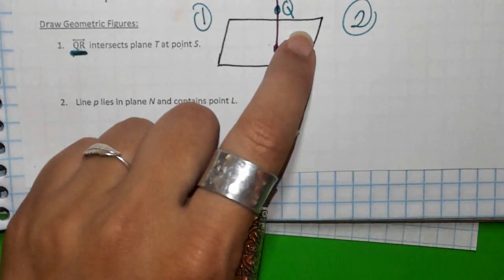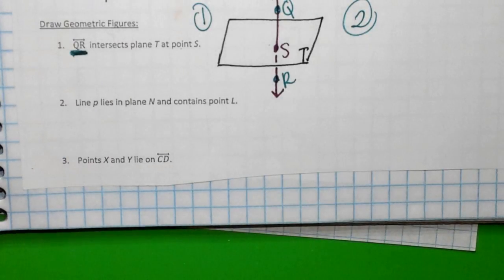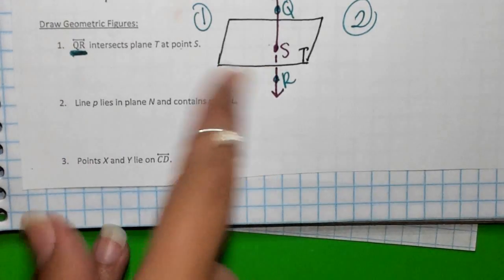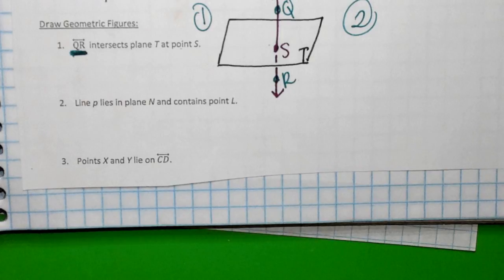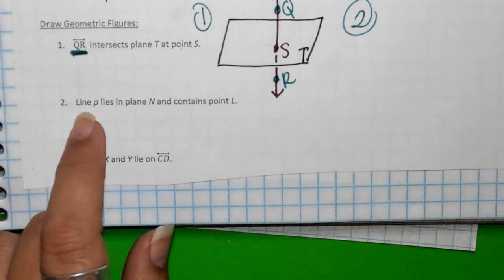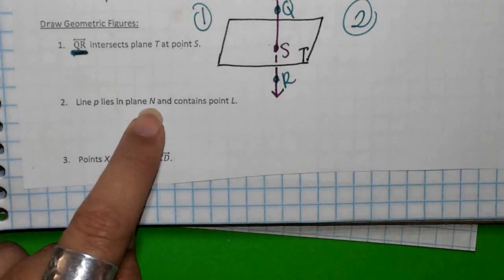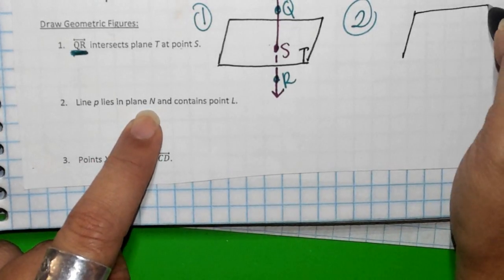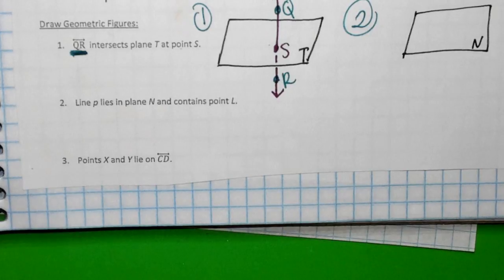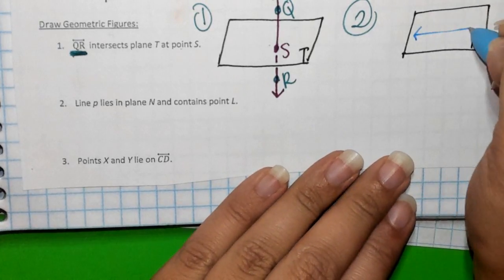Alright, this is number 1. Number 2. Any questions on number 1 before we go any further? Why did I make a dotted line right here? Because it goes through it, right? Alright, so number 2, line P lies in plane N, so I need another plane, and contains point L. So, is the line on the plane or passing through it this time? It says line P lies in the plane. So is it on it or passing through it? It's on it. All right, let's draw our line.